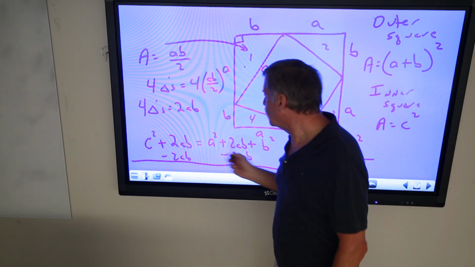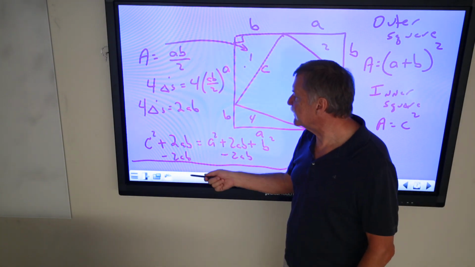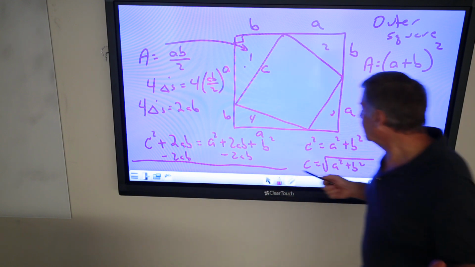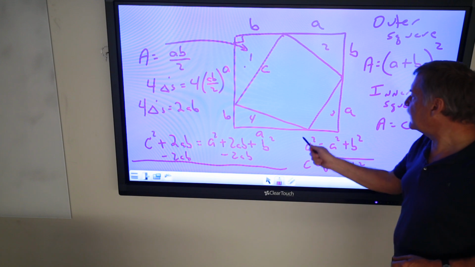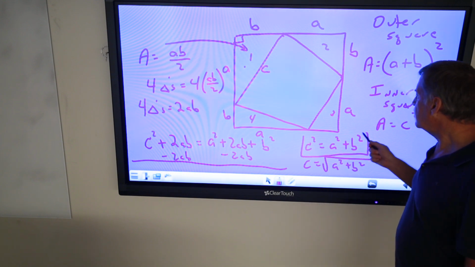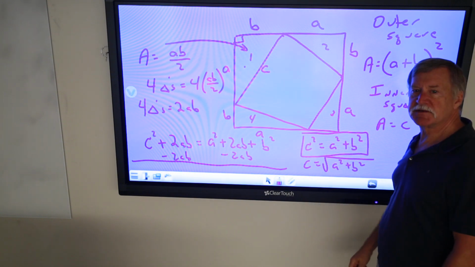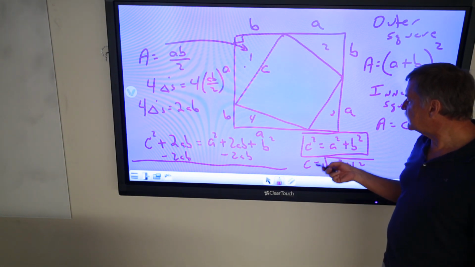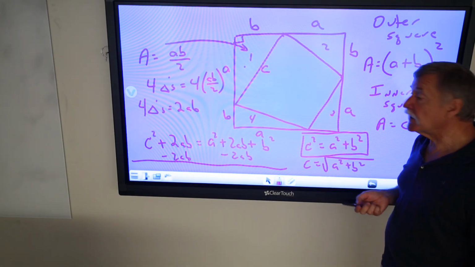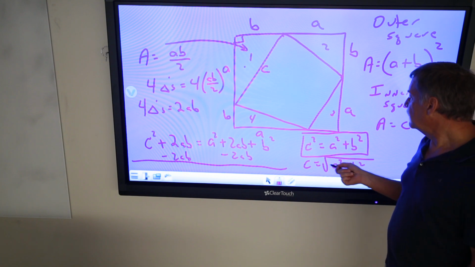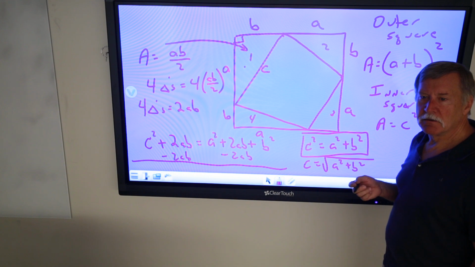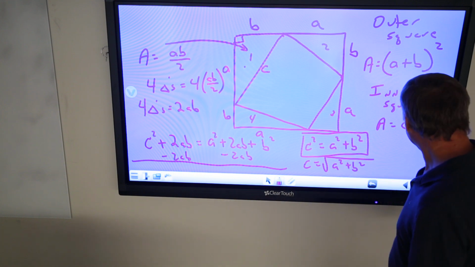Well, now if this equals that, then we can simplify some things. If I subtract 2ab from both sides, lo and behold, amazingly enough, I get c squared equals a squared plus b squared. What do you know? And if I want to know what c is, I simply take the square root of both sides, and I see that c is equal to the square root of a squared plus b squared, the Pythagorean theorem.